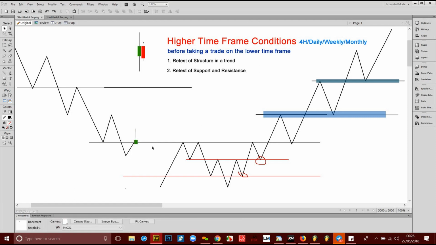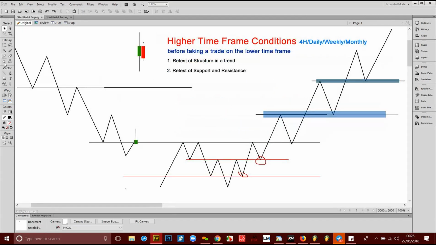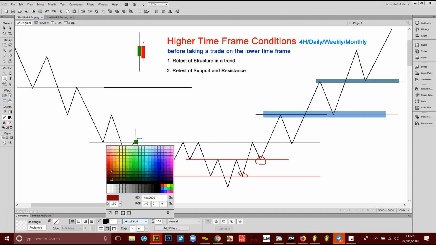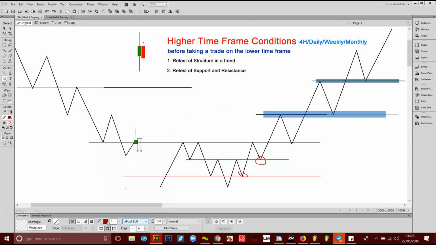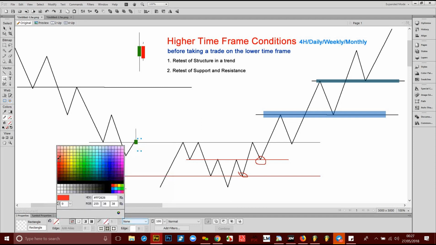So what am I looking for? A shooting star and what? A shooting star with an engulfing finisher, meaning after a shooting star, this is what I'm looking to get. I need to look for this. Yeah, so this is what I'm looking for.